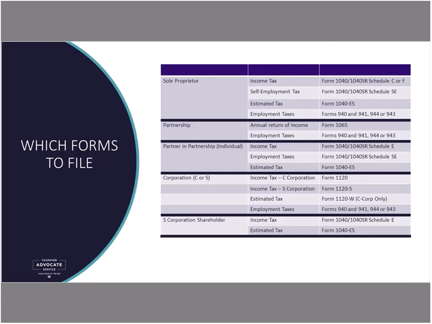But sole proprietor, partnership, a partner in a partnership, C Corp or S Corporation, and the S Corporation shareholder. There's various types of returns and taxes that need to be paid.